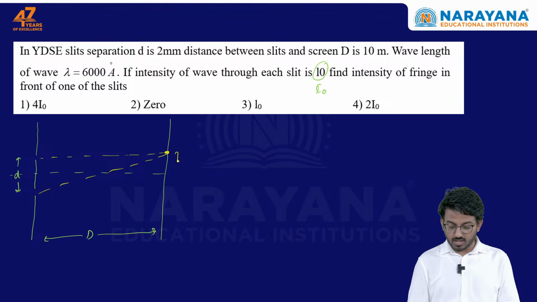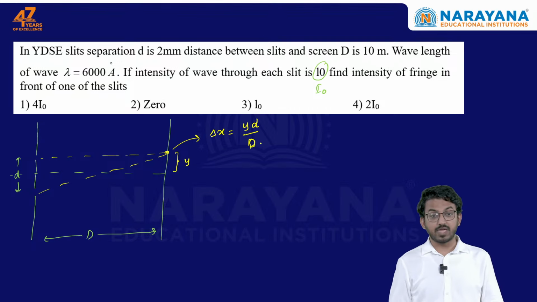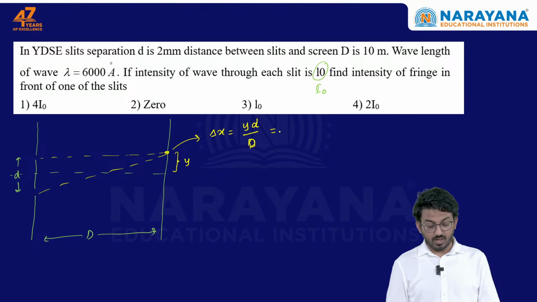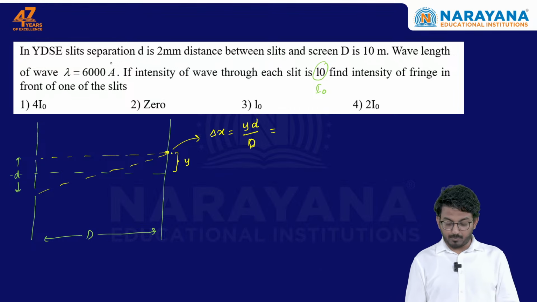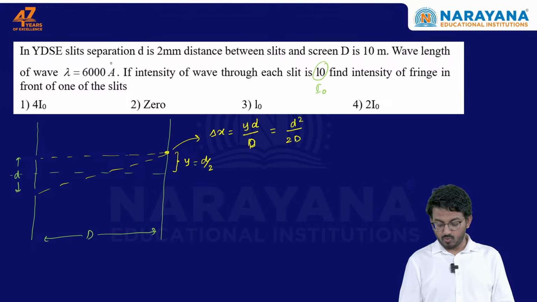Now at such a point, let's say the distance here is y. At such a point, the path difference is given as y times small d over capital D. This is a standard result. That is the path difference. So what is that coming out to be? Now because the point is directly in front of one of the slits, y is going to be d by 2. So this becomes d square over 2 capital D.